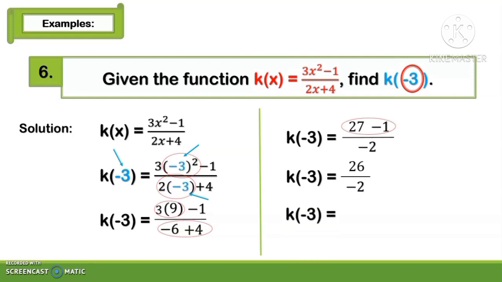Then, again, copy k of negative 3 equals 26 divided by negative 2. It will give us negative 13. Therefore, our final answer is k of negative 3 is equal to negative 13.